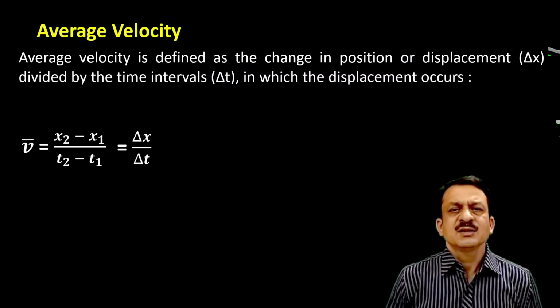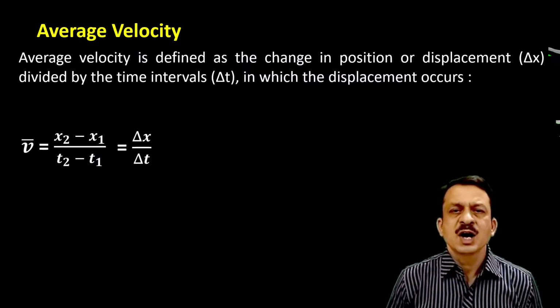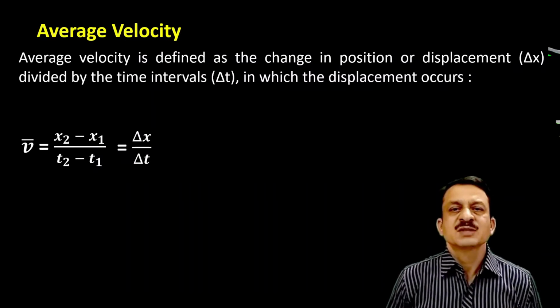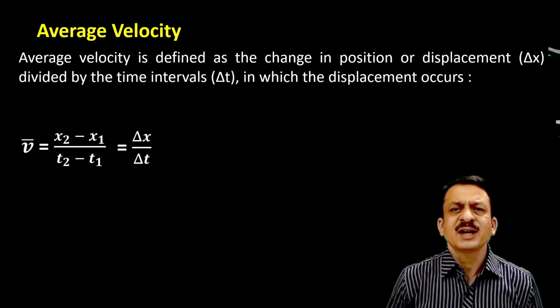Now this average velocity concept gives how fast the position is changing with respect to time in a given time interval.